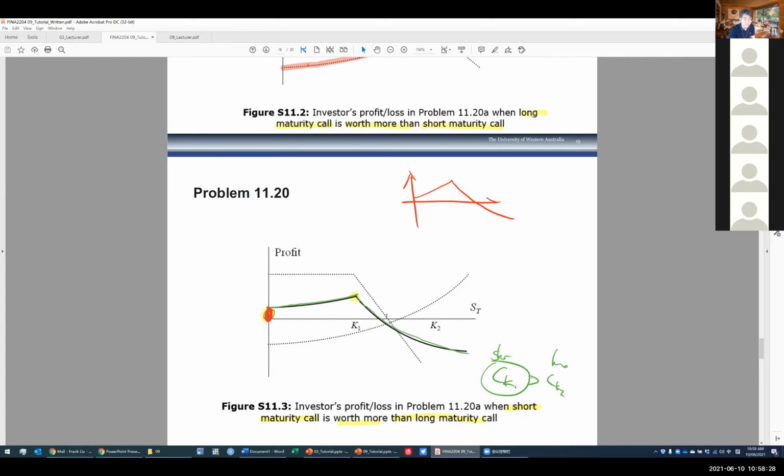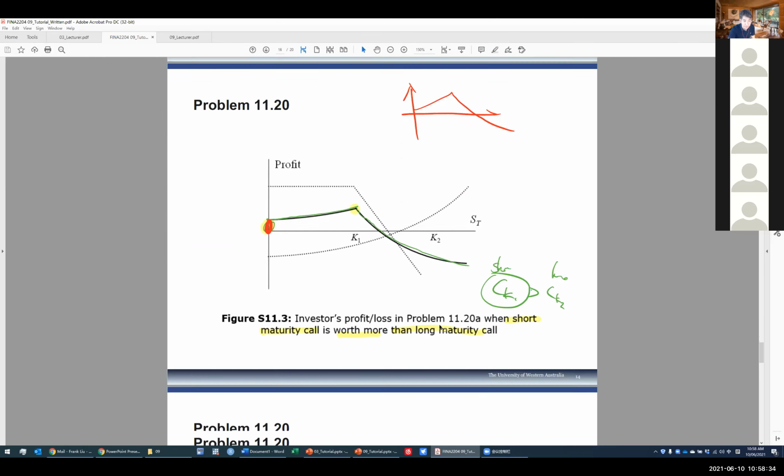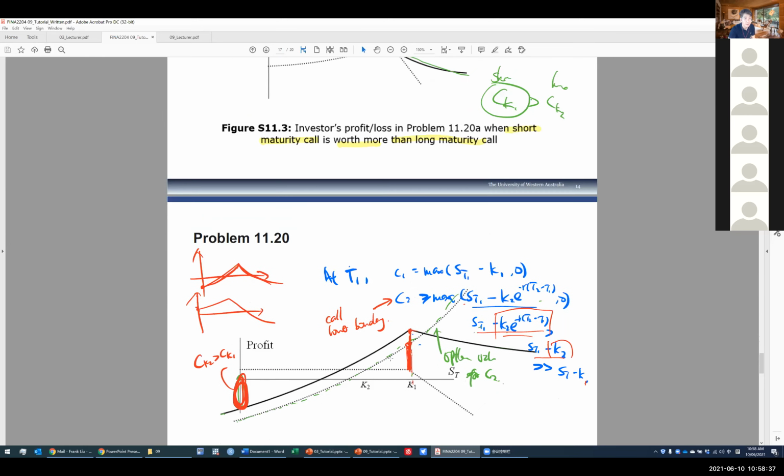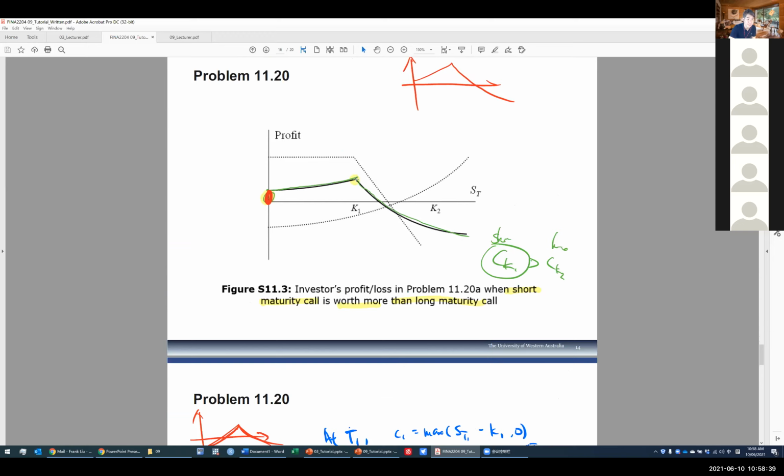So remember T1 is less than T2. And over here, given that K1 is smaller than K2, that is different from that scenario, right? K1 is smaller than K2. That means the turning point comes a lot earlier than before. So that is just going to be going up and then down.